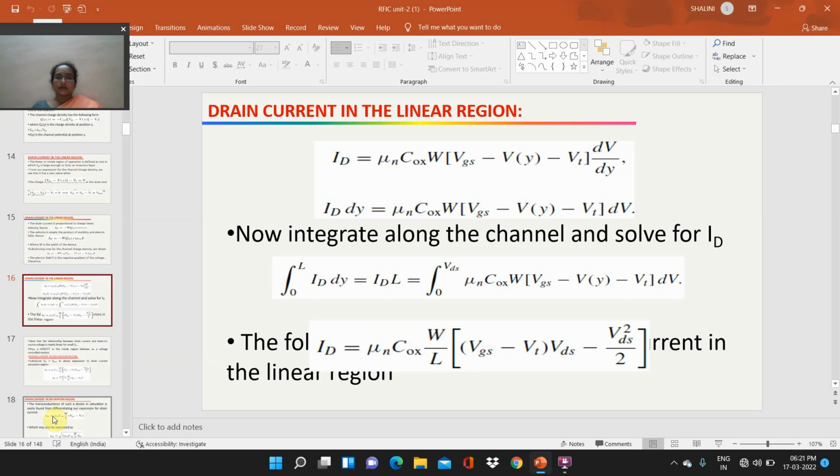ID dy is equal to mu_n Cox W (VGS - V(y) - Vt) dV. Now integrate along the channel and solve for ID, that is, from 0 to L. ID dy gives ID L, which is equal to the integral from 0 to VDS of mu_n Cox W (VGS - V(y) - Vt) dV. Then ID is equal to mu_n Cox W/L [(VGS - Vt) VDS - VDS^2/2].